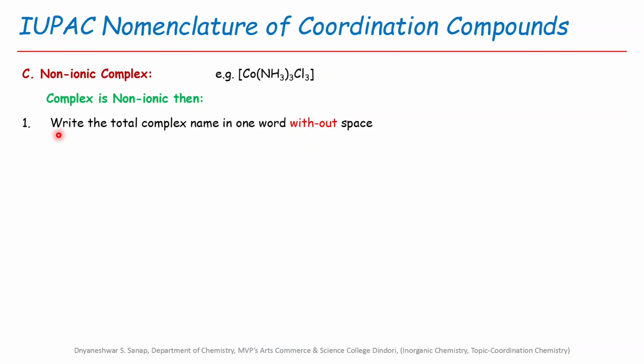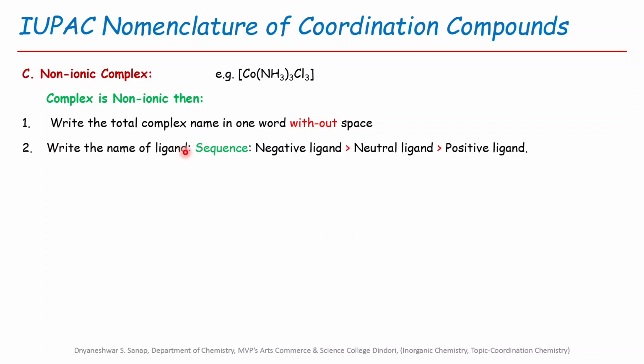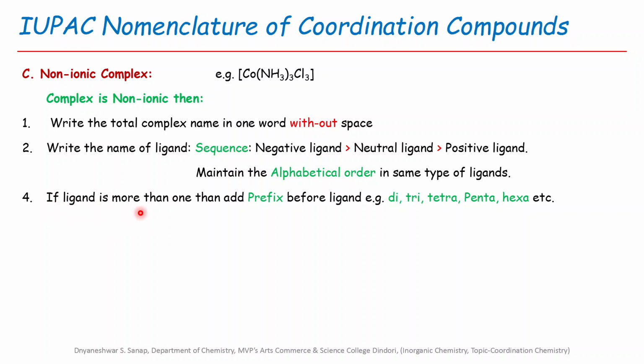When the complex is non-ionic, then we have to write the name of the whole complex in one word without giving space between the name of ligands and name of metal atoms. The second most important rule is to write the name of ligand according to the sequence. First of all negative ligand, then neutral ligand, then positive ligand. When two or more ligands of each type are present, then we have to write the ligands in alphabetical order one by one. The fourth important point is if the ligand is more than one, then we have to add the prefix, that is di, tri, tetra, penta, hexa and so on.